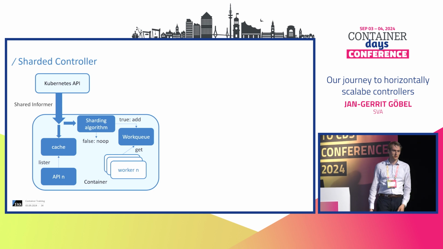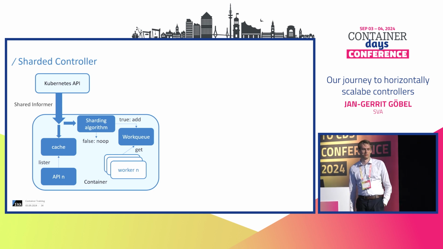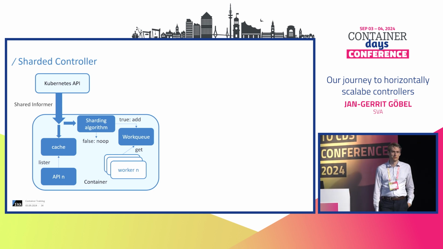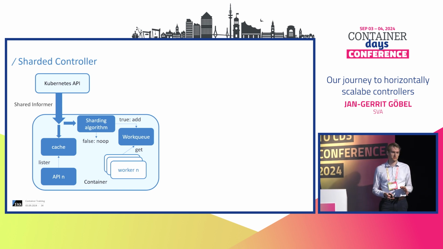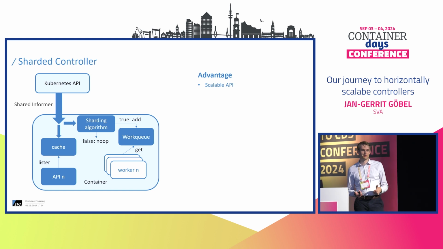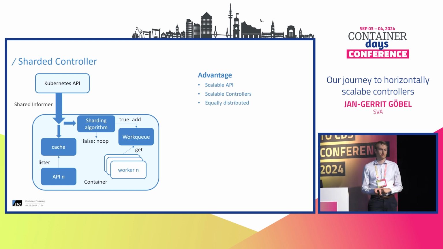And then, of course, we still use threading, so we have multiple workers. We built it so that you can configure how many threads you want, and this concept can be scaled. So we have a scalable API, we have a scalable controller. This is equally distributed because of the sharding algorithm we implemented. We don't have leader election.